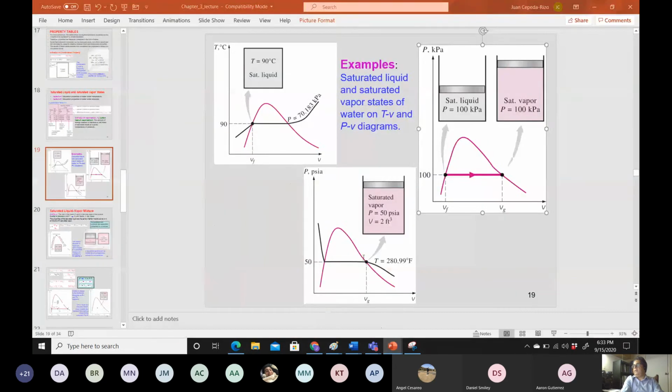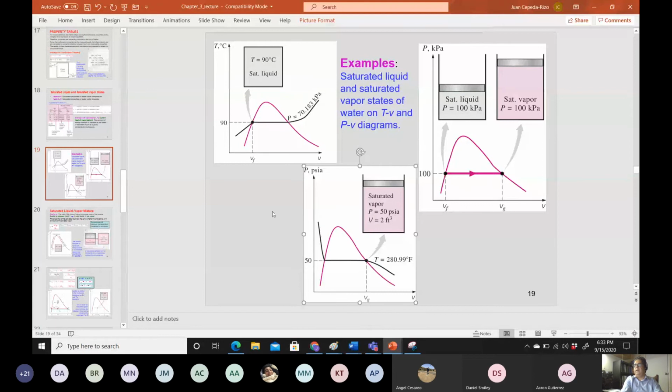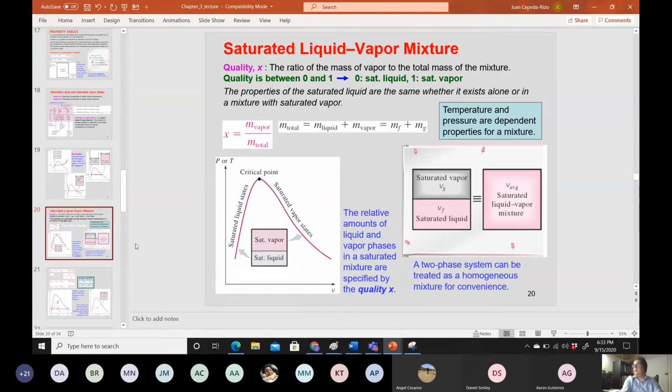All right, so that was your example problem. This one here is in English units, so we won't cover it. And then there's the points in the middle that we'll use in the next lecture. All the points in the middle, how do we calculate those? All the points underneath the curve.